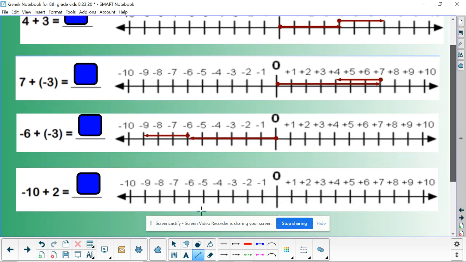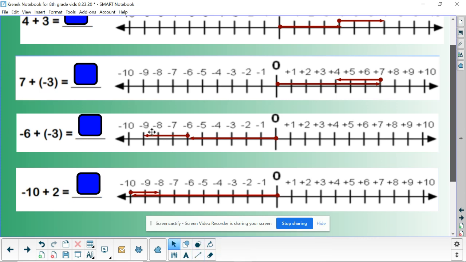So I'd like to take a look at this next one. So I'm starting at 0. I'm going to go to negative 10. And I'm going to add 2 positives. So I want to go to the right. And since they're positive, I can keep going to the right. So I'm at negative 8.